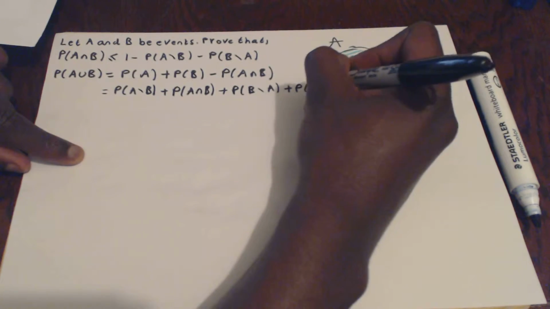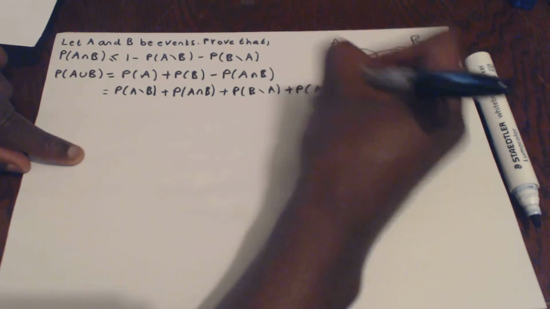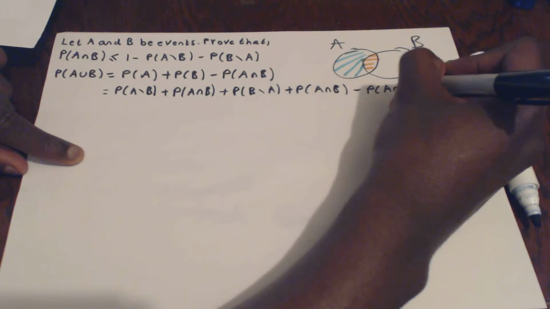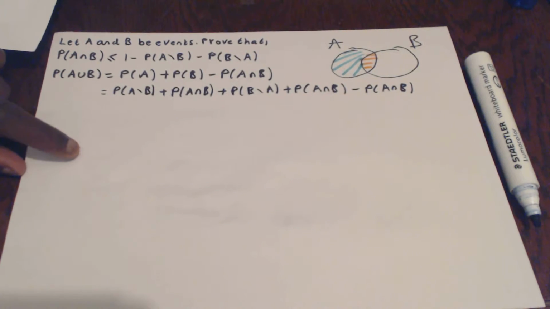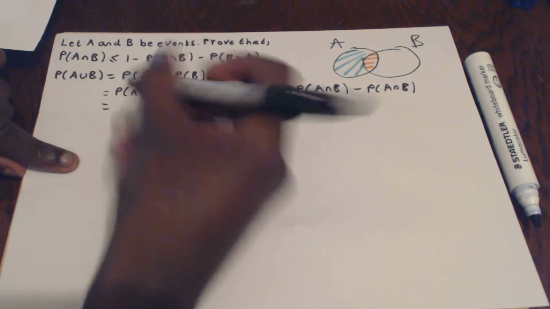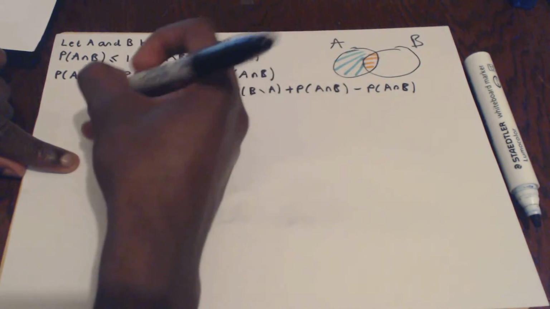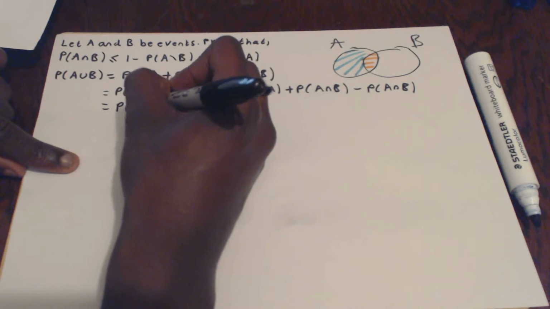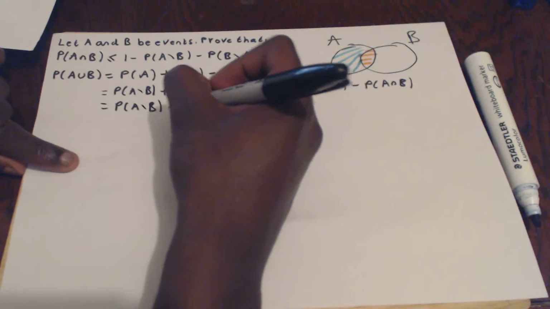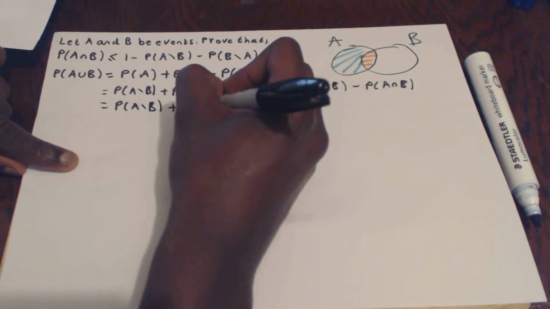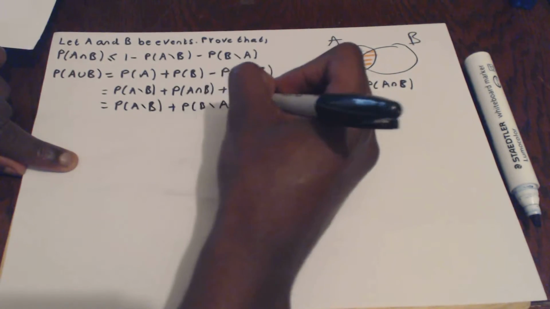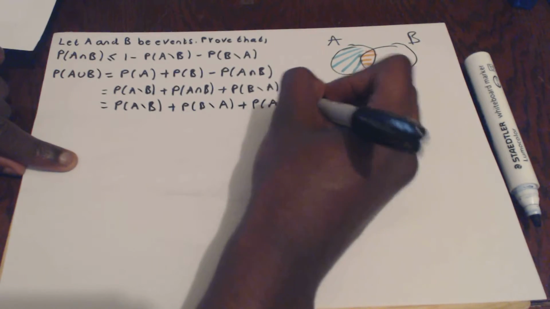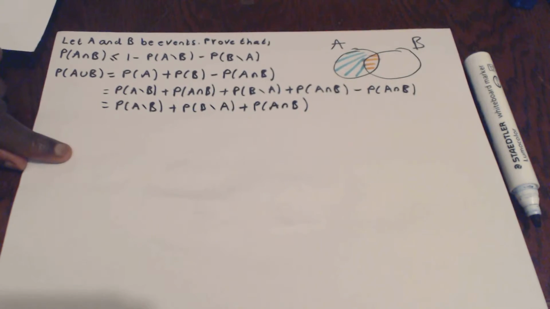Plus probability of A intersection B, and then I've got the minus probability of A intersection B. Don't want to forget about that. Okay, so let's just simplify this. I've got two lots of A intersection B minus one lot of A intersection B, so I've got this. Okay, hopefully you're still with me so far.